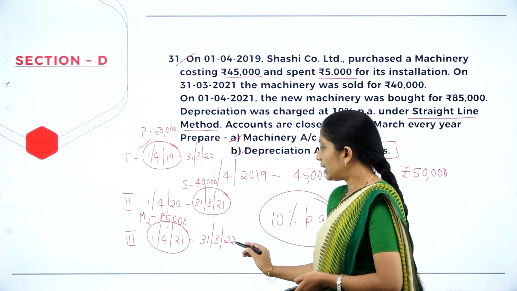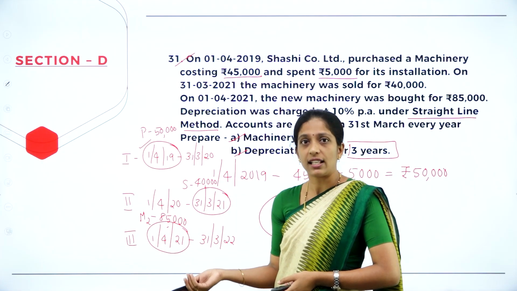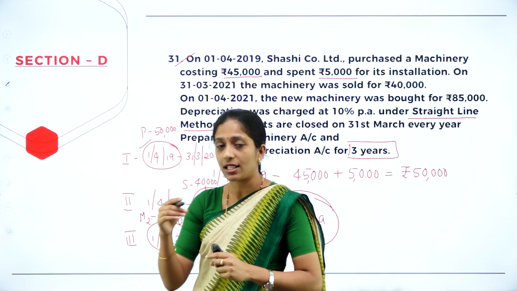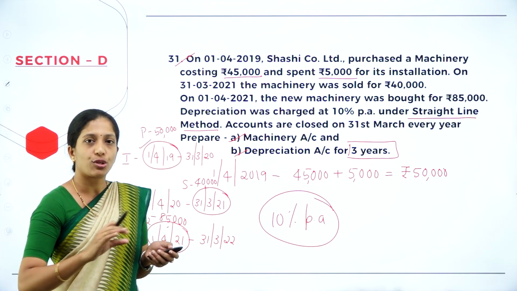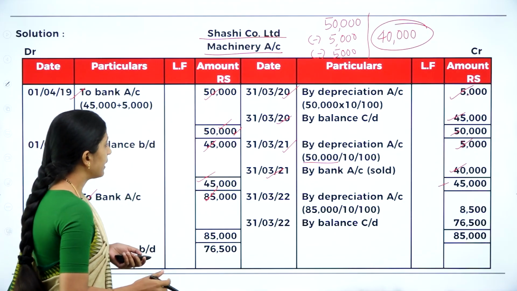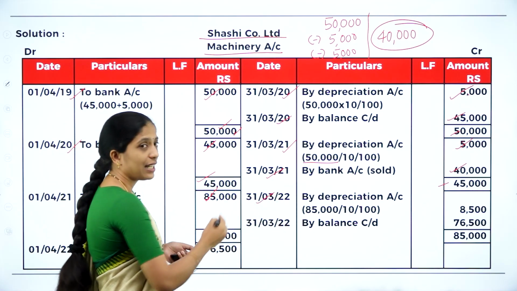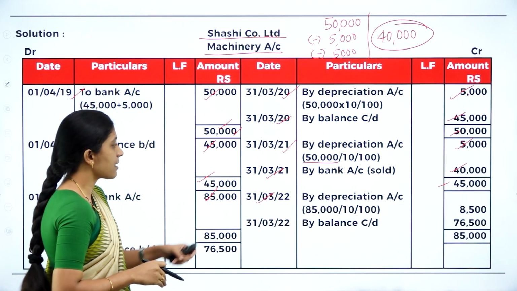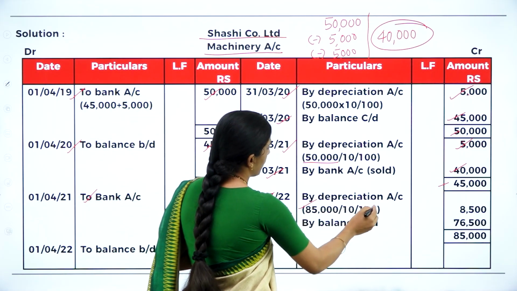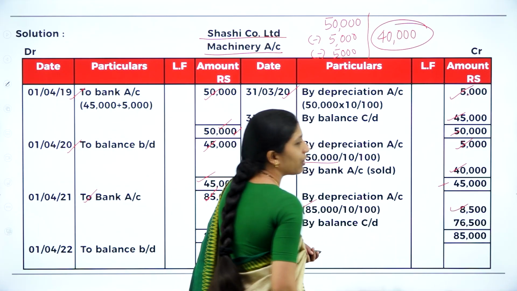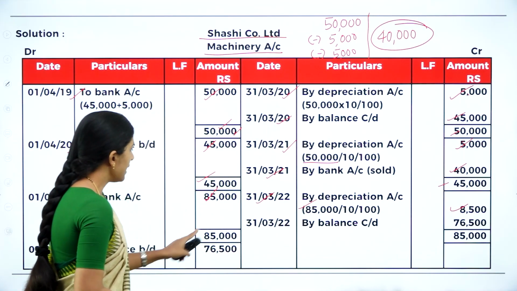And in the third year nothing had happened. So it was there till the end of the financial year. In the sense it continued. Correct? So you have to calculate depreciation and the machine was there for the full year. So calculate depreciation for full year in the next year ending, that is 31st/3/22 by depreciation account 85,000 into 10%, that is 8,500.